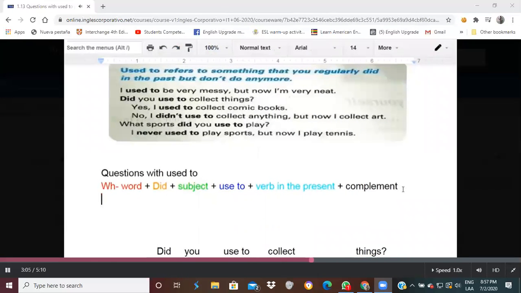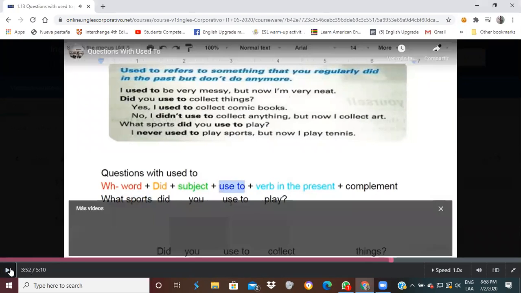Now let me talk about creating WH questions. As you can see, that's the one at the bottom. I mentioned that WH questions, we use this kind of question to ask for information. And we'll borrow that question that you see there. What sports did you used to play? So let me go ahead and write that down. What sports did you used to play? Sometimes we're going to have a complement, sometimes we're not. In this case, we don't have a complement. But what sports? That's the WH word. That follows auxiliary did. And then after that, we're going to have a subject. After that, we're going to have used to. Notice that used to is in the present.